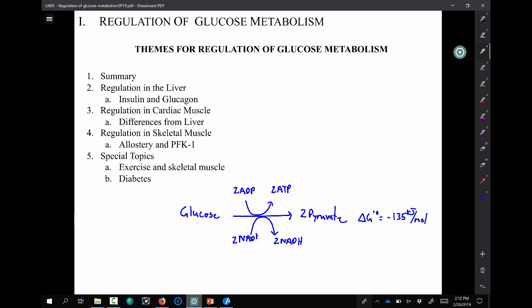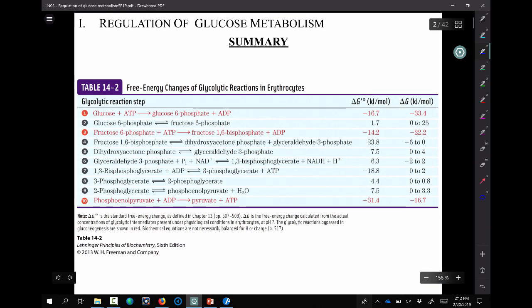We'll talk about mechanisms that are used for insulin and glucagon signaling. And then we'll move from there and talk about tissue-specific regulation patterns, okay? And then from there we'll address some things, trying to apply some of these topics to exercise and to diabetes, okay? All right, so let's do this, summary slide, okay?